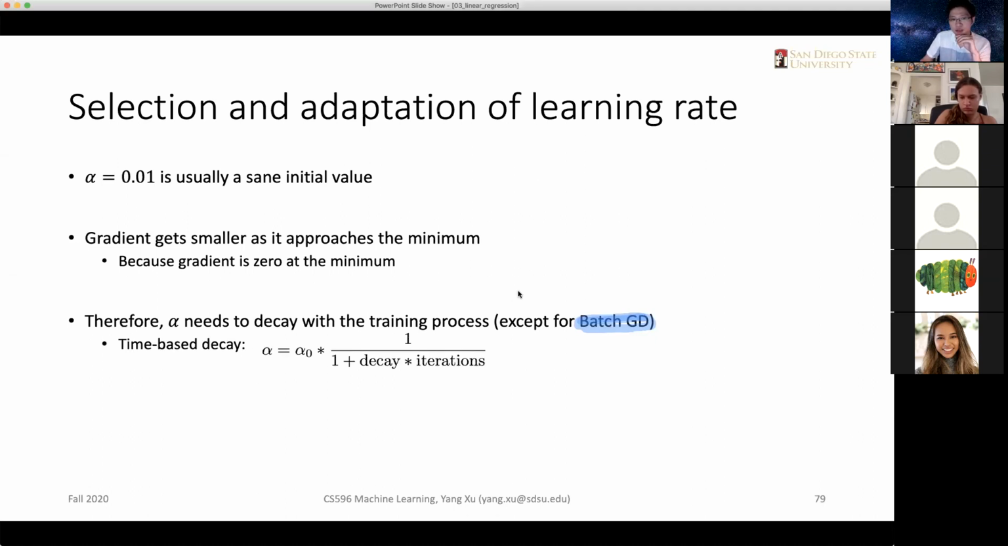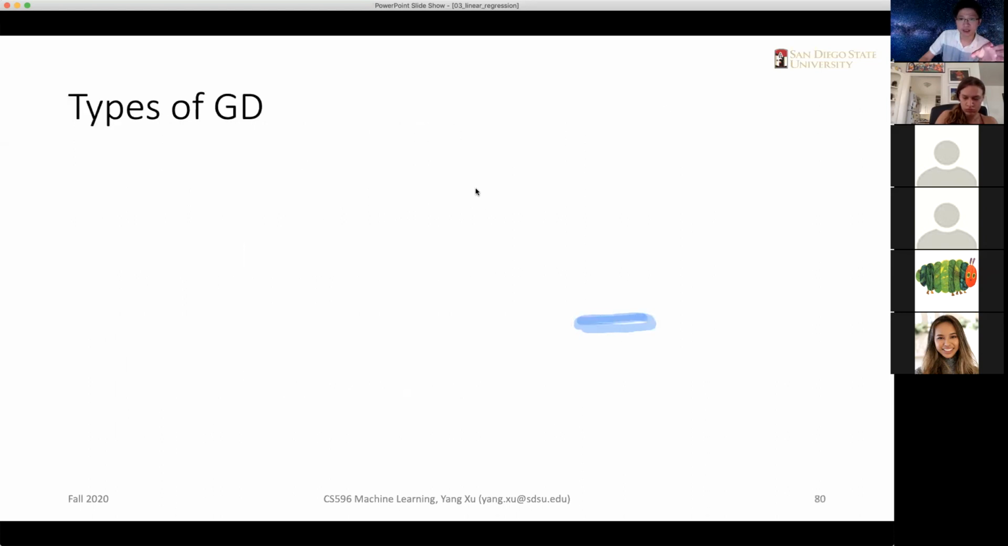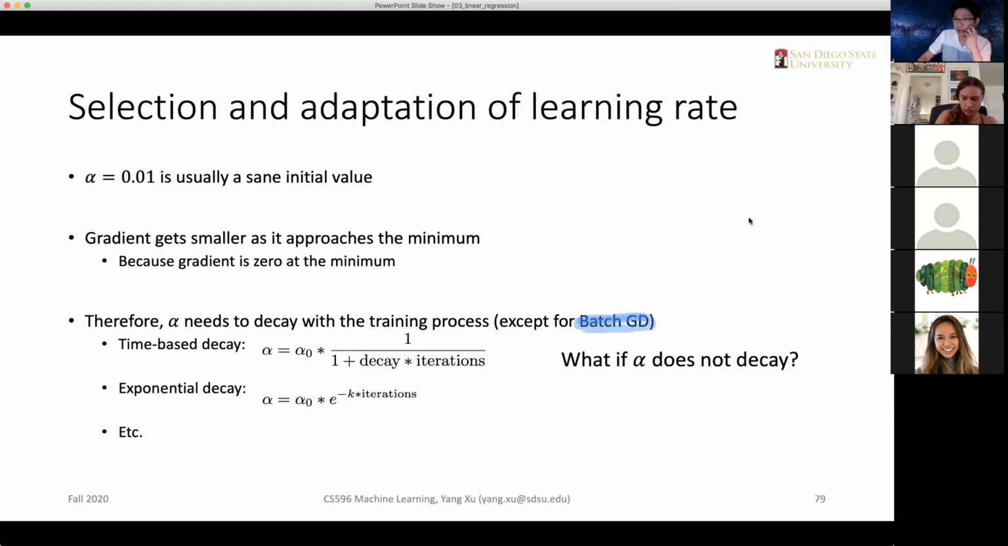There could be time-based decay, where when we reach larger numbers of iterations, we decay the learning rate accordingly, or exponential decay. These are just practical tricks we can use. Nowadays we have packages handling this automatically for us, and we simply need to tell the optimizer whether we want to decay the learning rate or not. So what if alpha does not decay? The worst case is that we miss the minimum point, or we don't reach the most satisfying results out of the training.